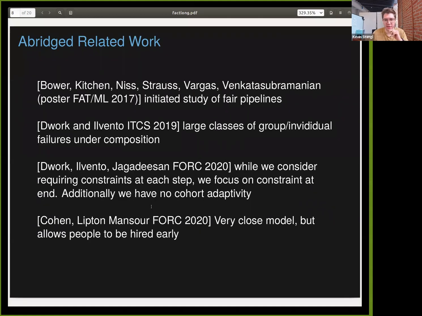Okay, so I'm going to talk a little bit about the related work here. This is highly abridged, so I'm really sorry if I don't cite your paper, because I'm realizing I didn't cite Juva's paper here. But actually, I think Juva's paper is cited in the main paper, so that's good.